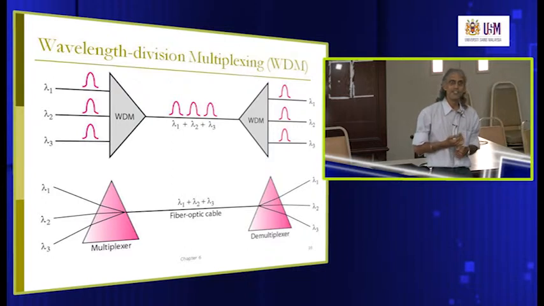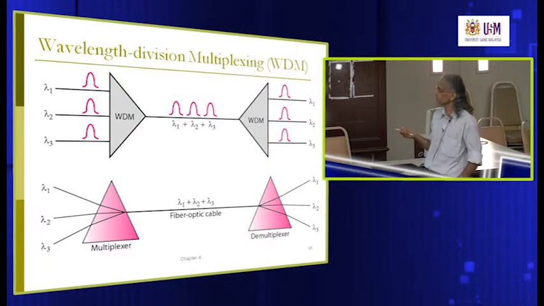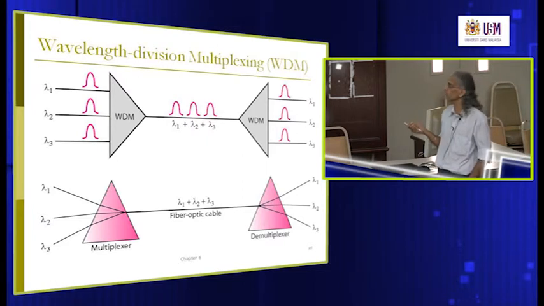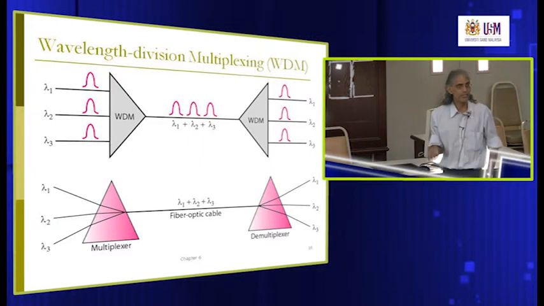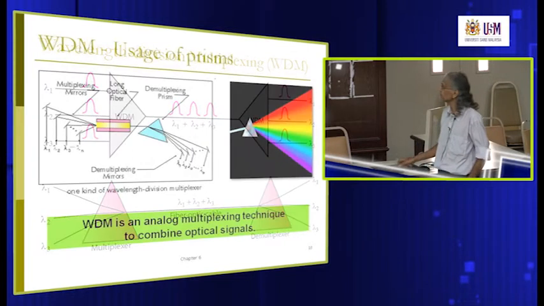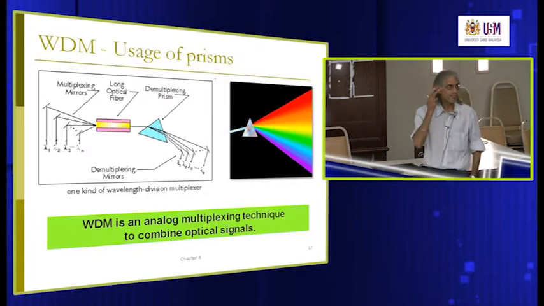So different colors of light will be given to different users. Different users come in using different wavelengths, lambda 1, 2, 3, or different colors of light, and this will be combined by the multiplexer to be sent over fiber optic cables in light pulses. On the other side there will be a demultiplexer, which will extract out the original signals. All right, so the idea is something like this. I'm sure you've seen this picture before, right?